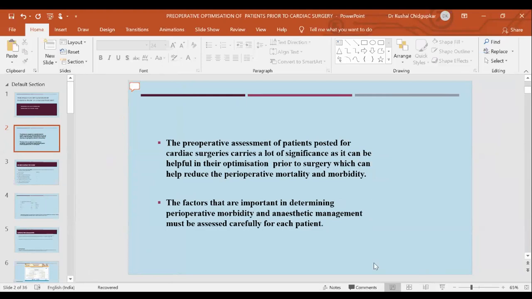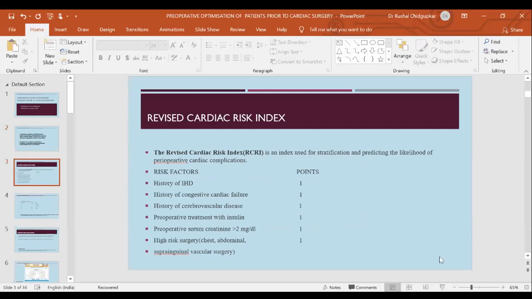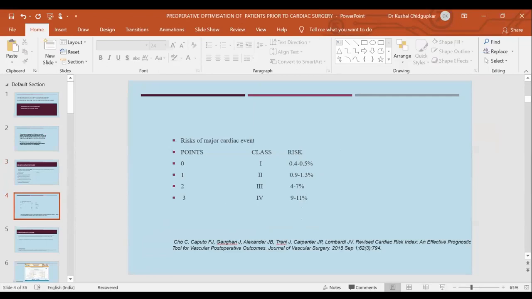So the preoperative assessment of patients that are posted for cardiac surgeries carries a lot of significance because it helps in optimization prior to surgery, and that can help reduce perioperative morbidity and mortality. Now, the factors that are important in determining perioperative morbidity and anesthetic management must be assessed carefully for every patient. So before going on to the factors, we'll first speak about some multifactorial risk indices, which Tempe sir has already discussed. The first one is the revised cardiac risk index, which includes a total of 6 factors: history of IHD, history of congestive cardiac failure, history of cerebrovascular disease or transient ischemic attack, pre-treatment with insulin for diabetes mellitus, preoperative serum creatinine of more than 2 mg per deciliter, and high-risk surgery. Every factor carries 1 point, and as the points increase, the risk of mortality and the risk of cardiac complications increases.